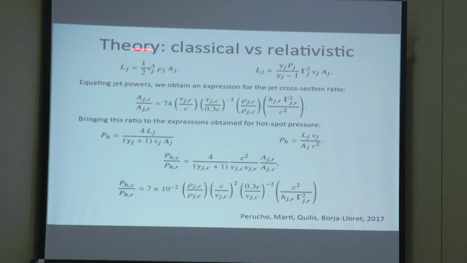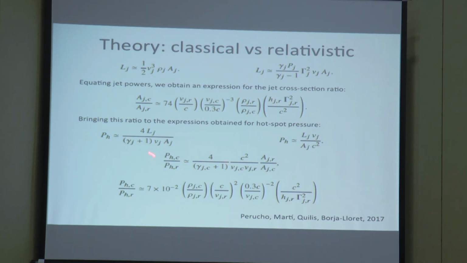If you equate the powers, you can derive the relation between the cross-sections in both cases, using the typical parameters that are used, for instance, in simulations of classical jets and relativistic jets. Now I add the subscripts C and R for the classical and the relativistic jet. And this tells you that in order to have the same power, using the typical parameters, the cross-section of your classical jet has to be about 100 times larger than the relativistic one. This is because you don't have the enthalpy and the Lorentz factor to help you to accumulate lots of energy flux in a given cross-section, right?